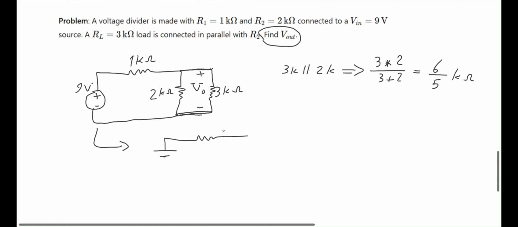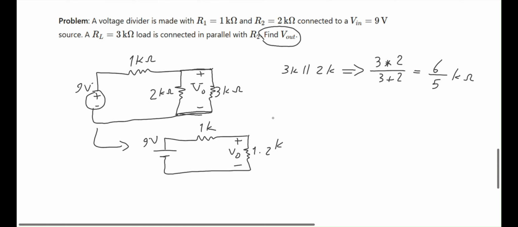It becomes 1K and 6 over 5 is 1.2, right? 1.2K. And this is 9 volt. And this V out applies to this point as well because they're both in parallel and the voltages are the same. So I can say I still have V out here.